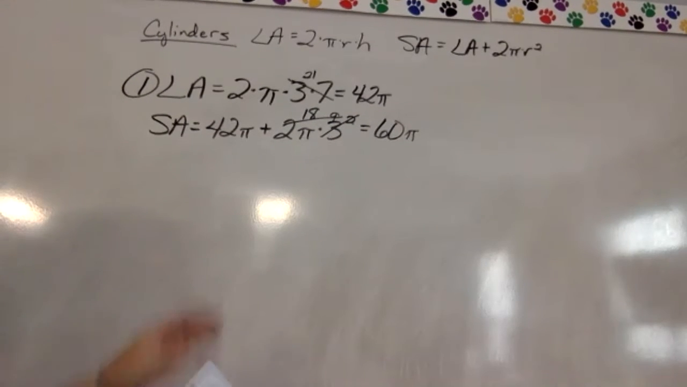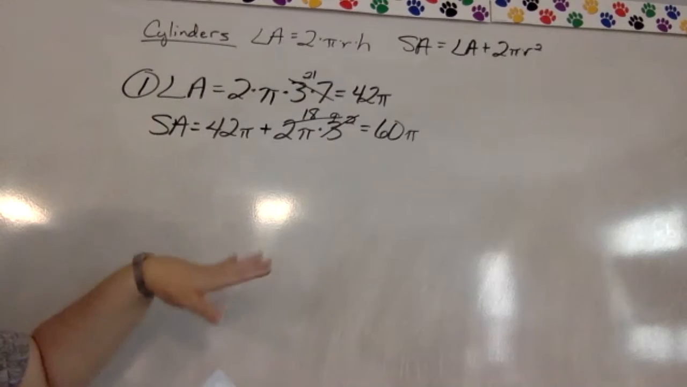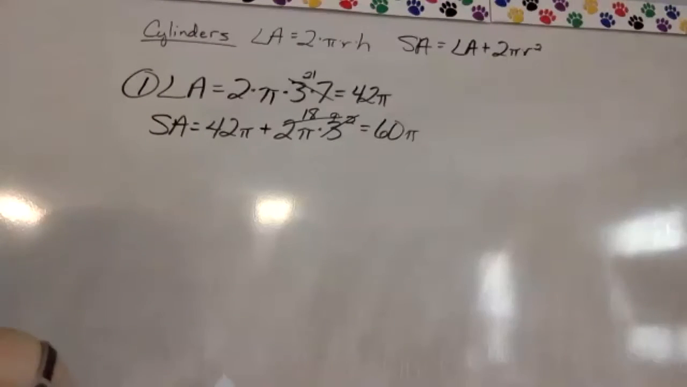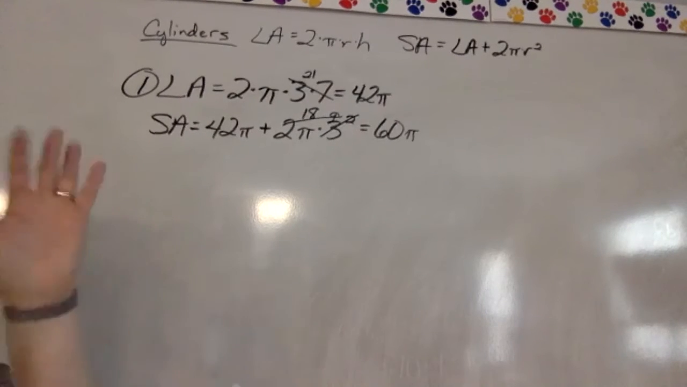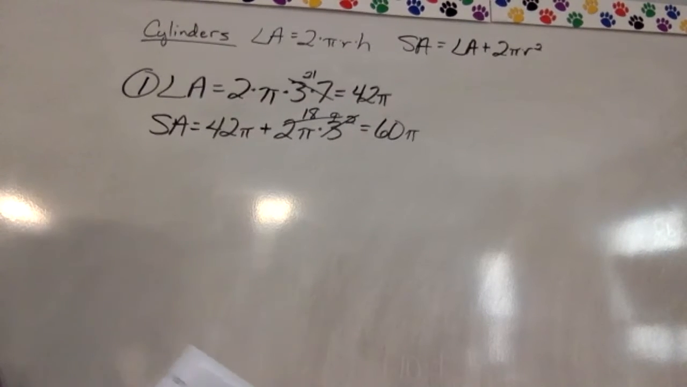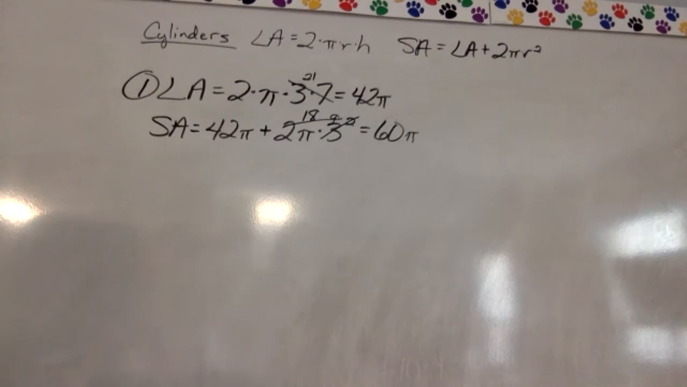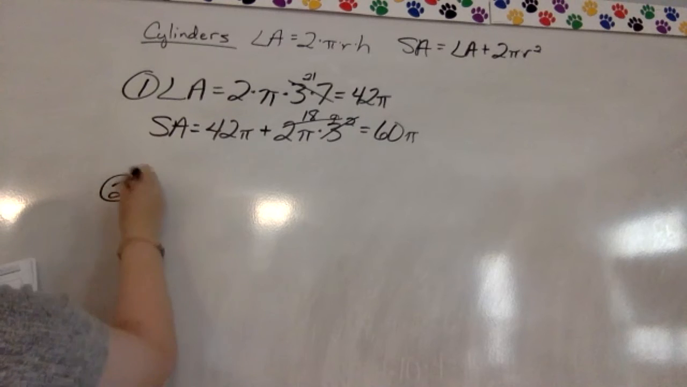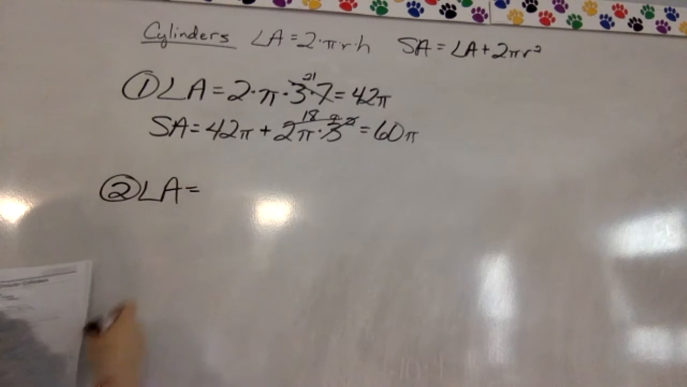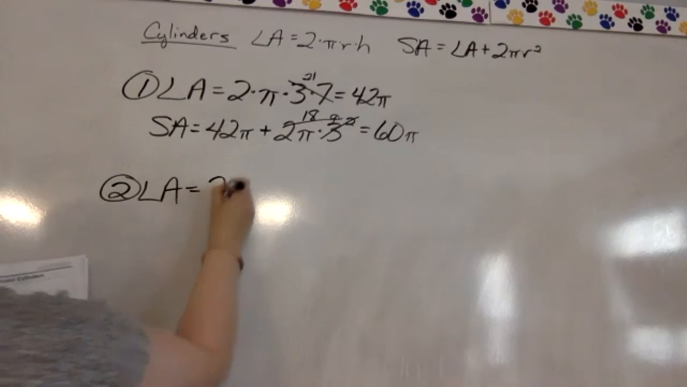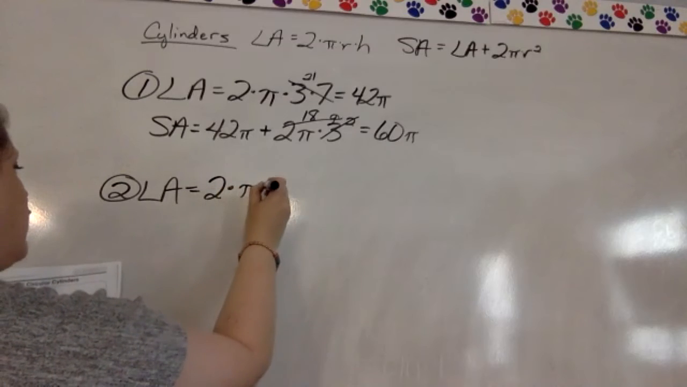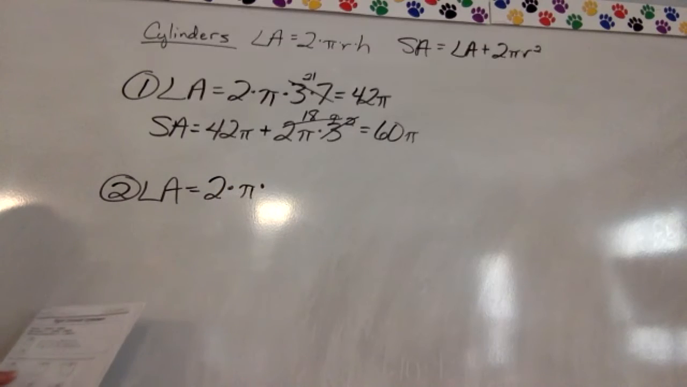Lateral area, surface area, cylinders, a lot easier. You don't have to worry about, is my base a rectangle? Is my base a triangle? Is my base a trapezoid? All the bases are circles. So you have your set formula, you plug them in. Number 2 for my lateral area, 2 times pi times, what's the radius?